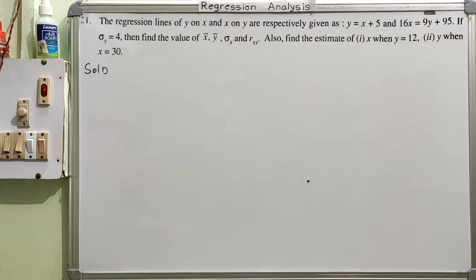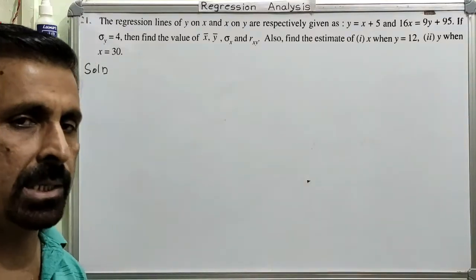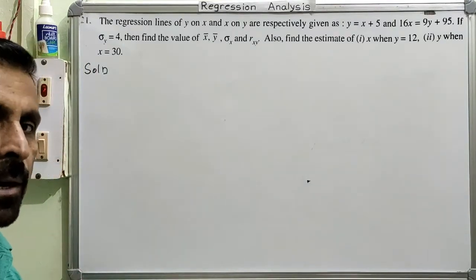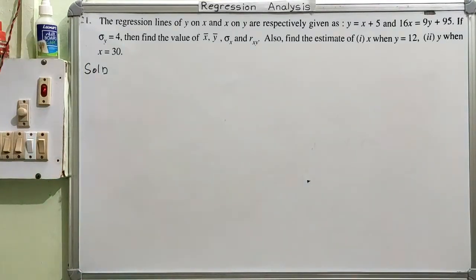And the other part we have is to find the estimate of x when y is equal to 12, and y when x is equal to 30. So this Roman number 1 and Roman number 2 part we will see a little later. First of all, we will calculate the other values, right? So let us first write down the information.